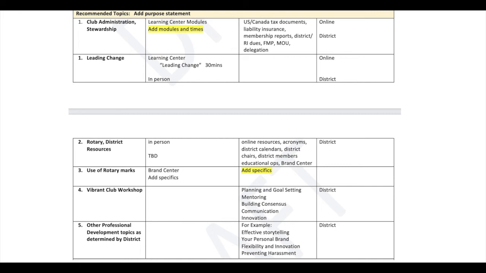Also wanted to call out the Vibrant Club Workshop and the additional courses listed here. It's now a requirement from Rotary International. The Code of Policy says that each district will do a minimum half-day Vibrant Club Workshop annually. So I'm going to leave that to the district leadership to determine how they want to handle that.